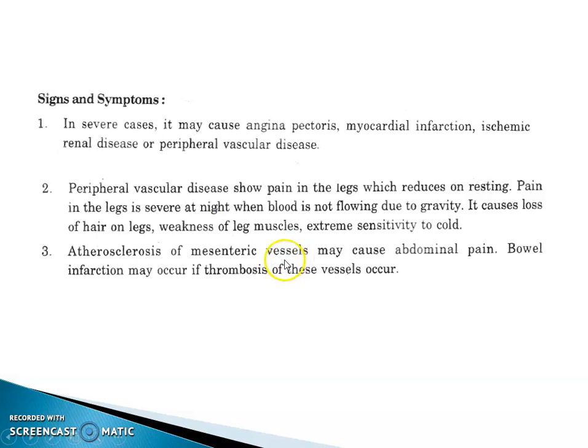Then signs and symptoms. In severe cases, it may cause angina pectoris, myocardial infarction, ischemic renal diseases, peripheral vascular diseases. May show pain in legs which reduces on resting. Pain in the leg is severe at night when blood is not flowing due to gravity. It causes loss of hair on the legs, weakness of leg muscles, extreme sensitivity to cold. Atherosclerosis of mesenteric vessels may cause abdominal pain. Bowel infarction may occur in thrombosis of these vessels.